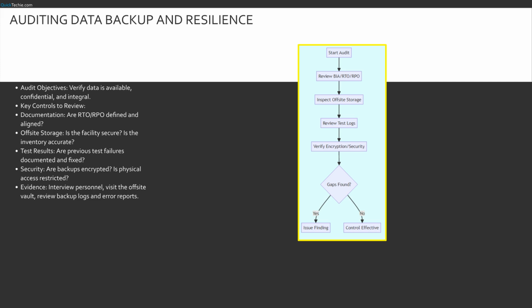Start by reviewing the requirements, BIA. Then inspect the physical reality, storage. Then check the historical performance, test logs. Finally, verify the controls, encryption. If any step reveals a gap, issue a finding. Only if all pass is the control deemed effective.